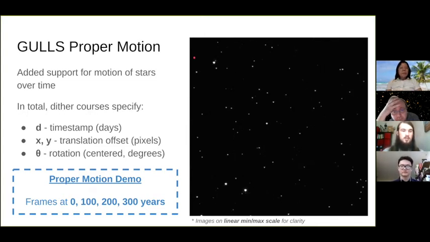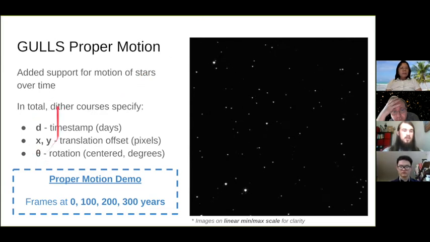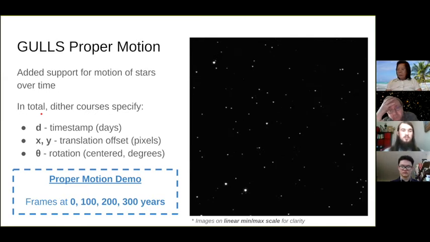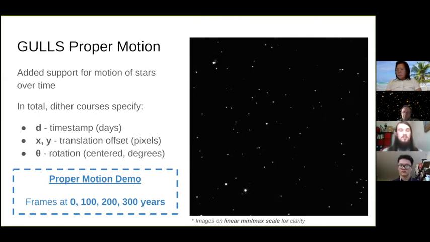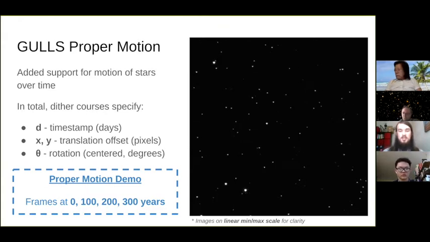So just to recap, my work allowed the user to specify 4 additional parameters when running simulations for each image captured. So you can specify a timestamp, 2 translation offsets, and 1 rotation offset. And this allows you to more realistically simulate the conditions of Roman imaging.